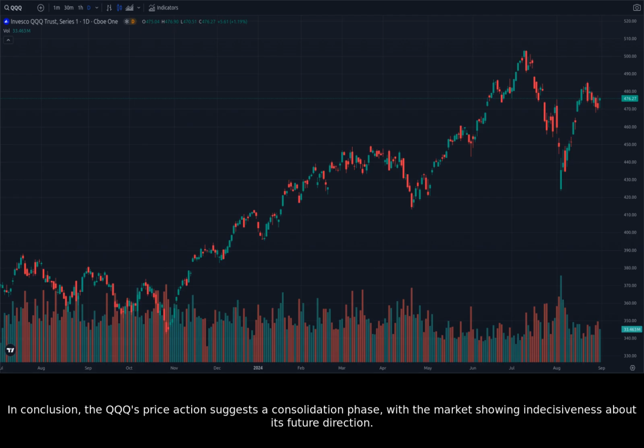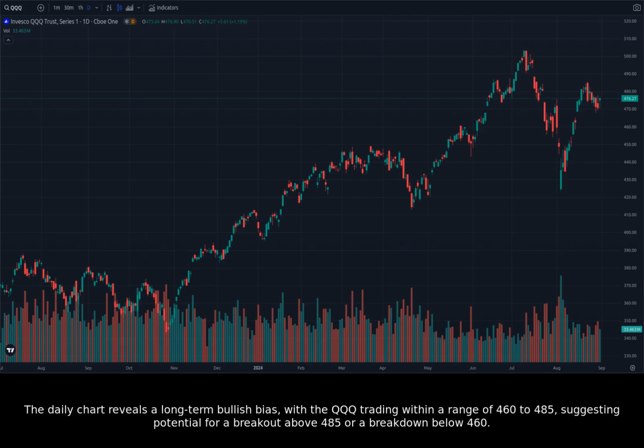In conclusion, the QQQ's price action suggests a consolidation phase, with the market showing indecisiveness about its future direction. The daily chart reveals a long-term bullish bias, with the QQQ trading within a range of 460 to 485, suggesting potential for a breakout above 485 or a breakdown below 460.